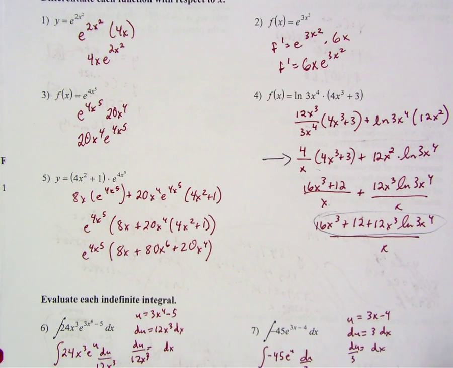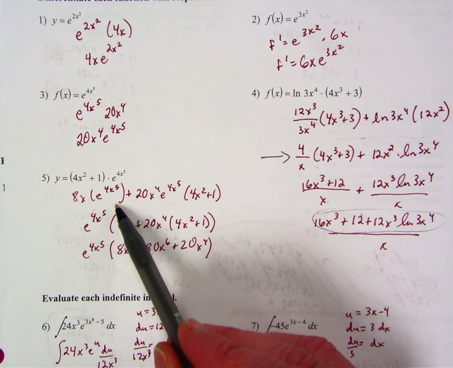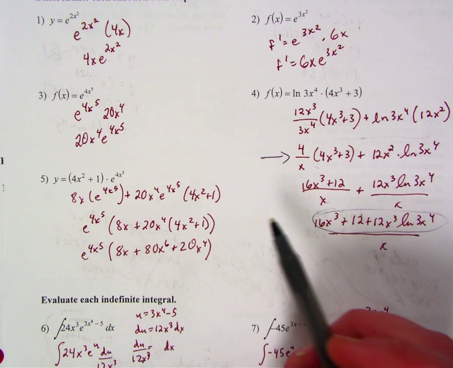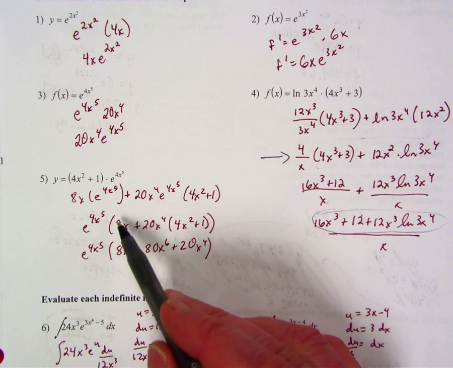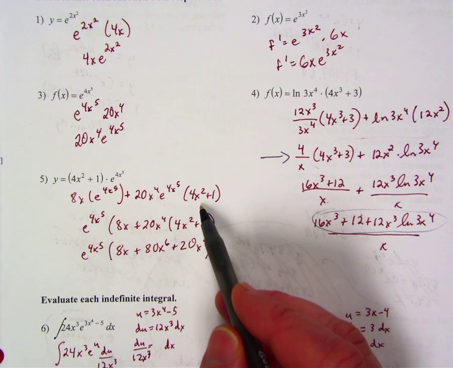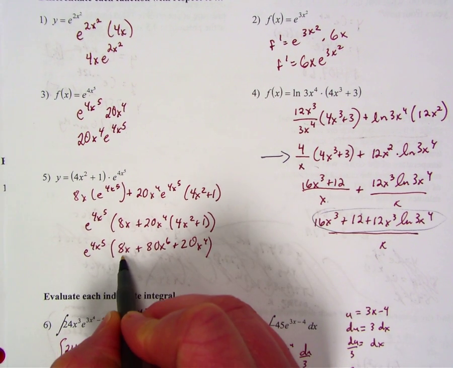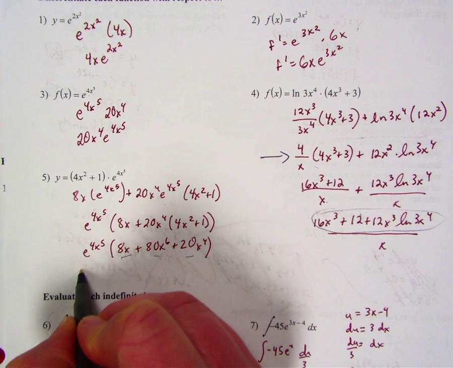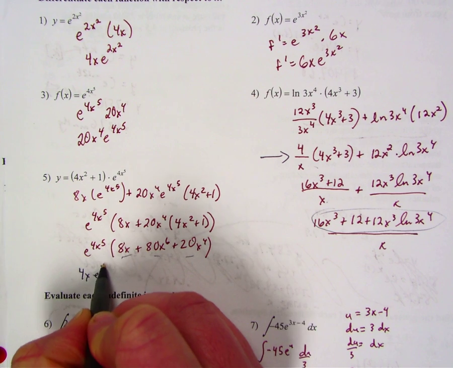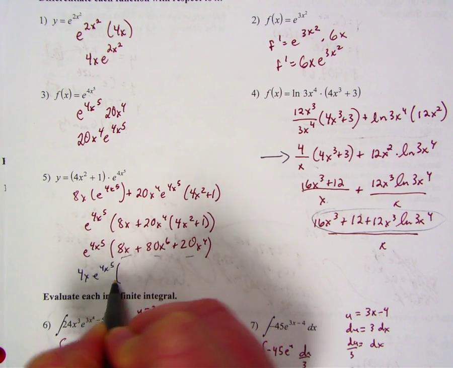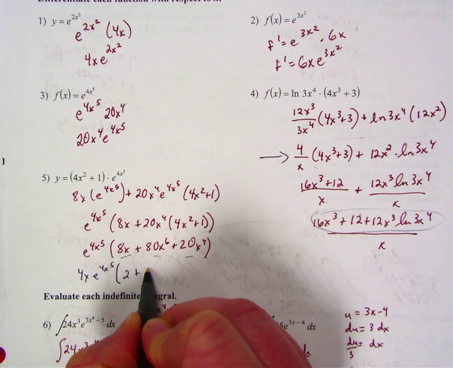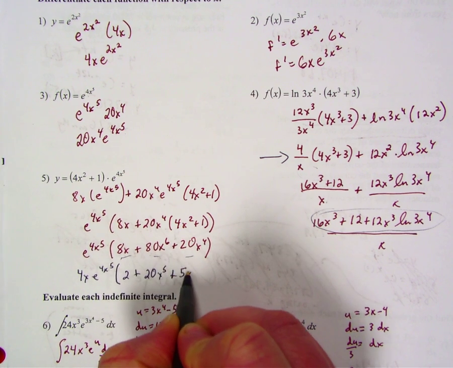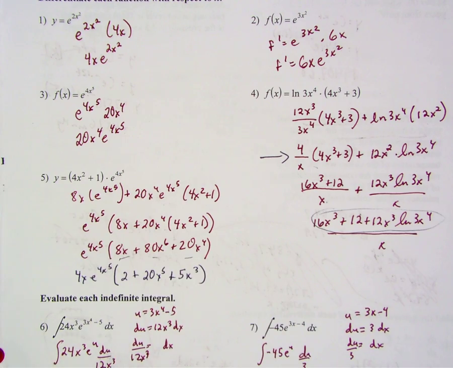When you have an e in a product rule, you're always going to be able to factor out that e because it's going to be in both things. So I factored it out. You could also, if you were solving this, factor out a 4x out of everything, and so you'd have 4x e to the 4x to the 5th, and then you'd have 2 plus 20x to the 5th plus 5x to the 3rd. I mean, you could write it like that too. It just depends on what you're trying to do with it.